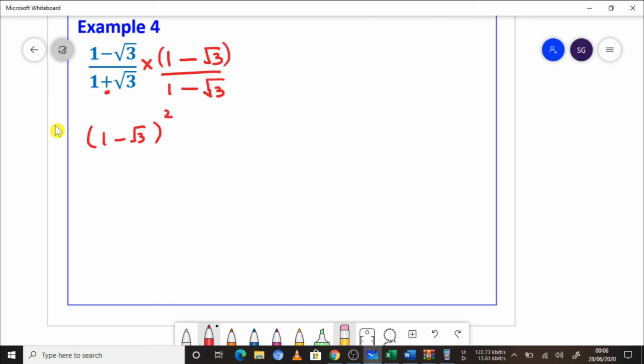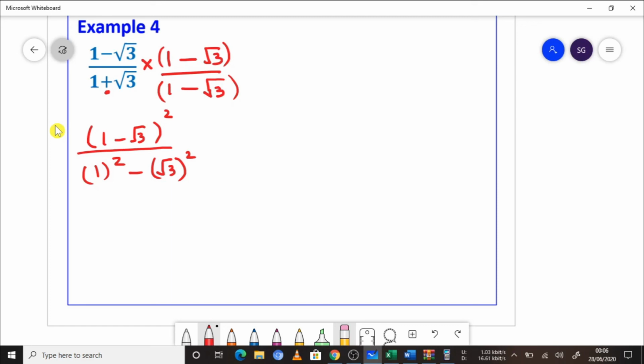So I can write it as (1 minus under root 3) whole squared. And in the denominator we have (1 plus root of 3) times (1 minus root of 3). That's the difference of two squares expansion, so I'll write it as 1 squared minus root of 3 squared. When you simplify them, I'm going to use the identity here just for the sake of practice.